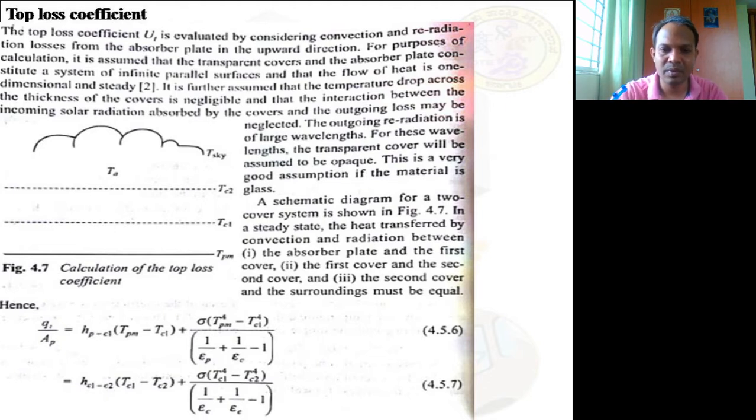Now divided by 1 divided by epsilon p plus 1 divided by epsilon c minus 1. This epsilon or E indicates the emissivity of the absorber plate and the emissivity of the glass plate. Similarly, I will also make this for the second plate, h into Tc1 minus Tc2. Now please be careful here.